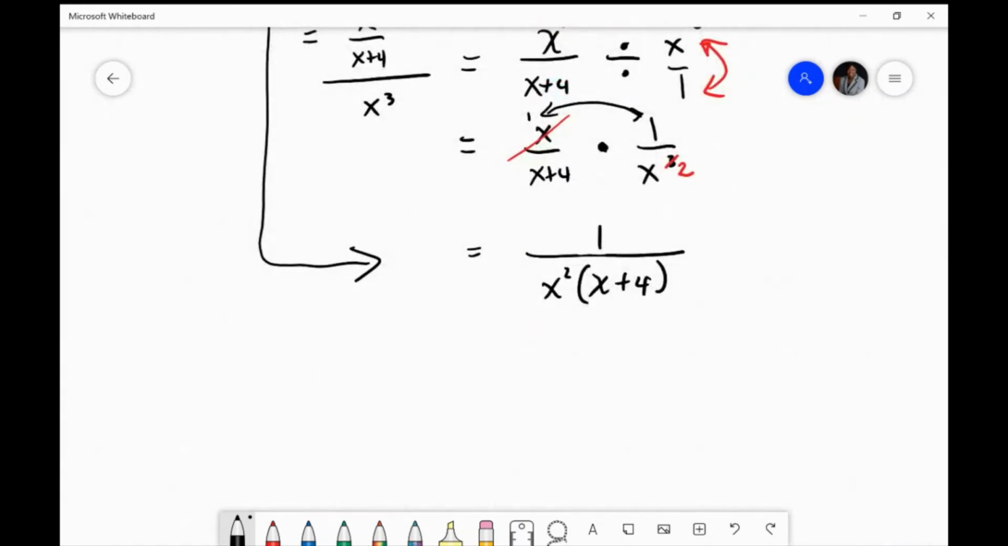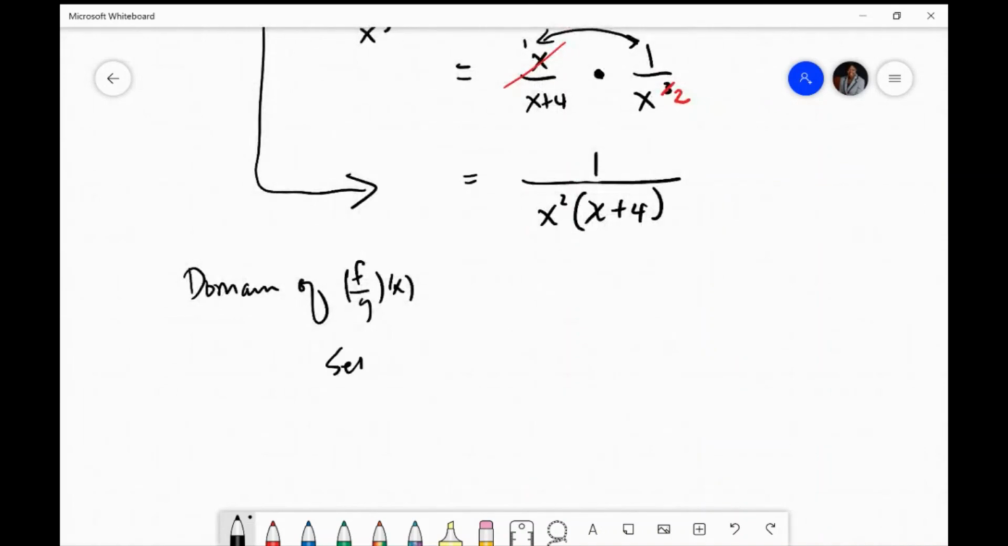All right, next, domain of this. Well, we have a denominator, don't we? So since we have a denominator, we don't have a radical. We set x squared times x plus 4 to equal 0 to figure out what we don't want to put in the domain.